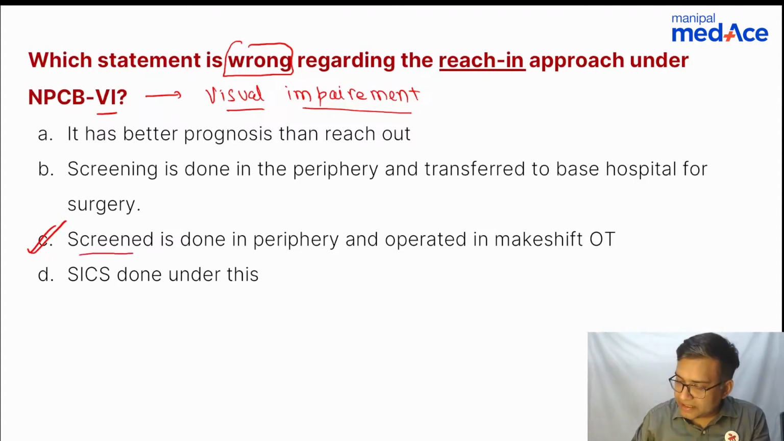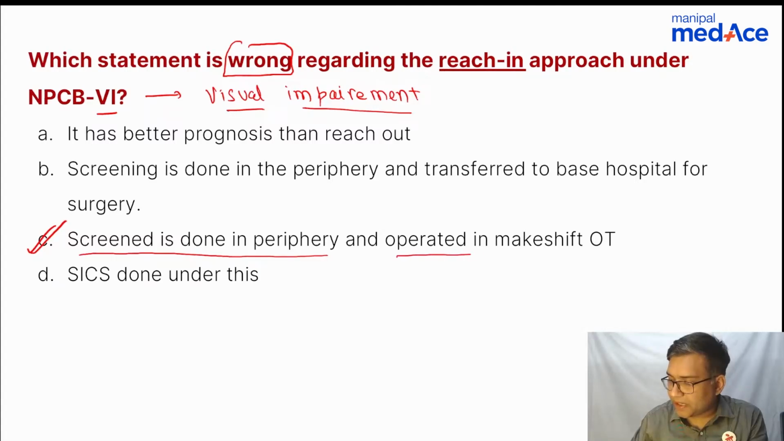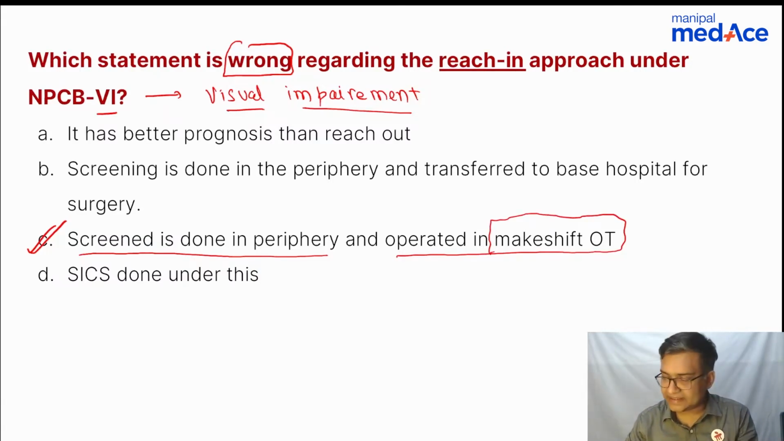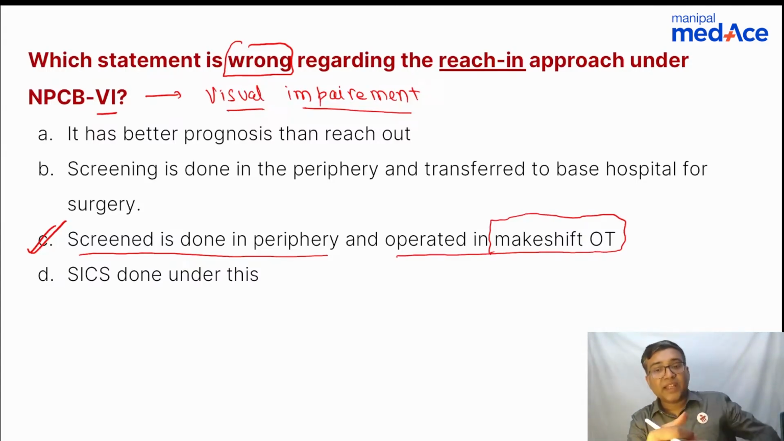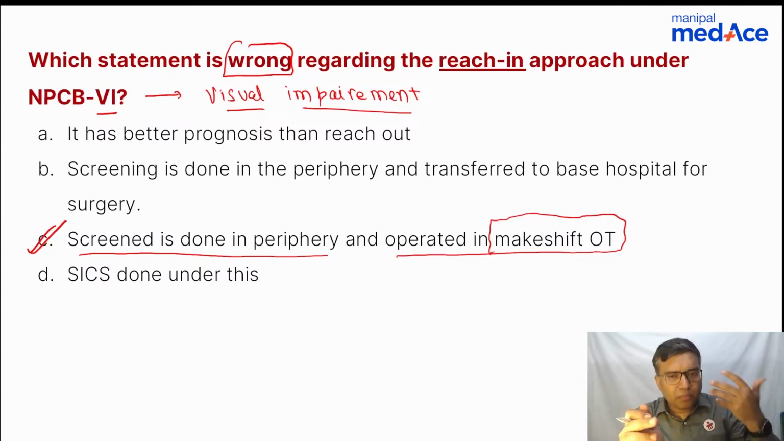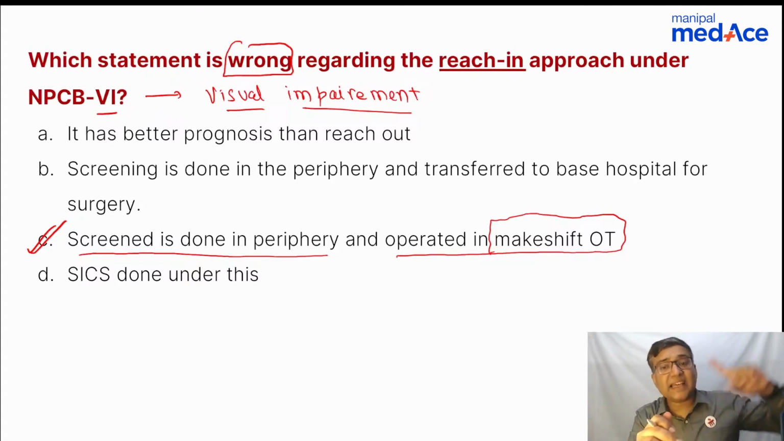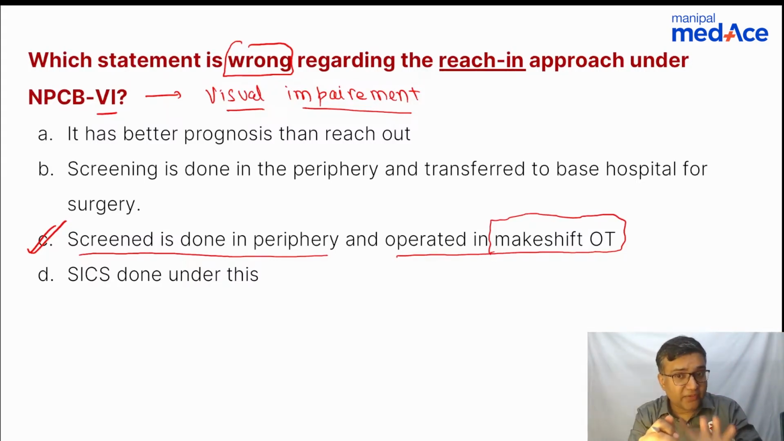So the option here is, screening is done in periphery and then operated in makeshift OT. Now, according to the new approach of the National Program for Control of Blindness and Visual Impairment, the patients are transferred to the fixed facility like institutes or hospitals where there is more facility and there are less chances of any catastrophic infections like endophthalmitis, and if there is a complication they can manage that also. So there are less incidences of endophthalmitis as it used to be earlier. So it is not makeshift OT, but they are being transferred to the base hospital. This is the new strategy of the NPCB-VI.